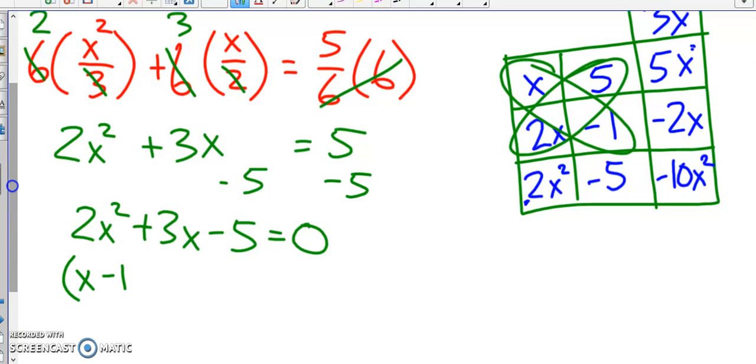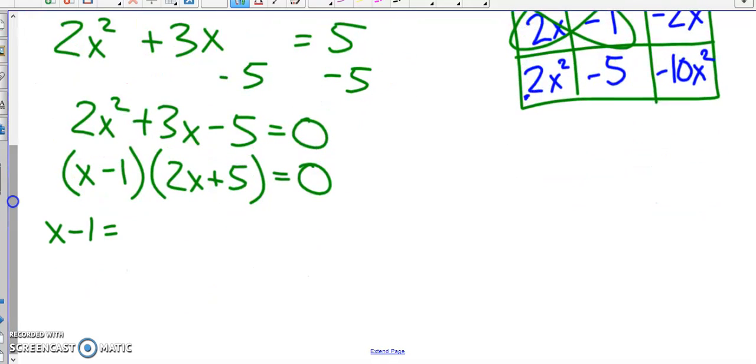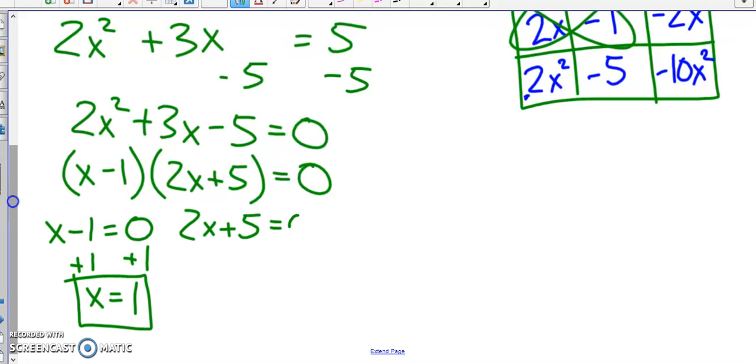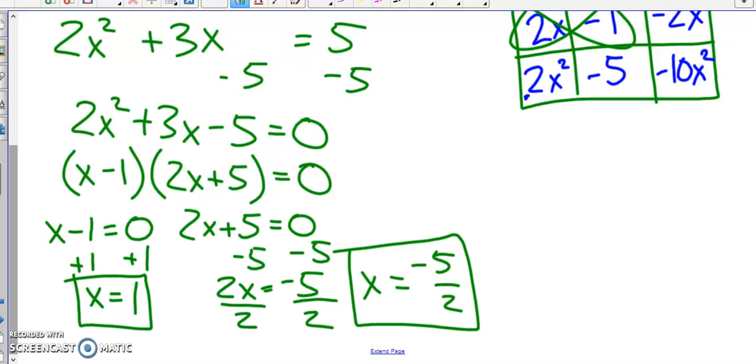So x minus 1, 2x plus 5. And remember, at this point, I say x minus 1 equals 0. I can add 1 to both sides. X equals 1. Or I come over here and I say 2x plus 5 equals 0. I subtract 5 from both sides. 2x equals negative 5. Divide by 2. So x equals negative 5 halves. So that one has actually two answers.